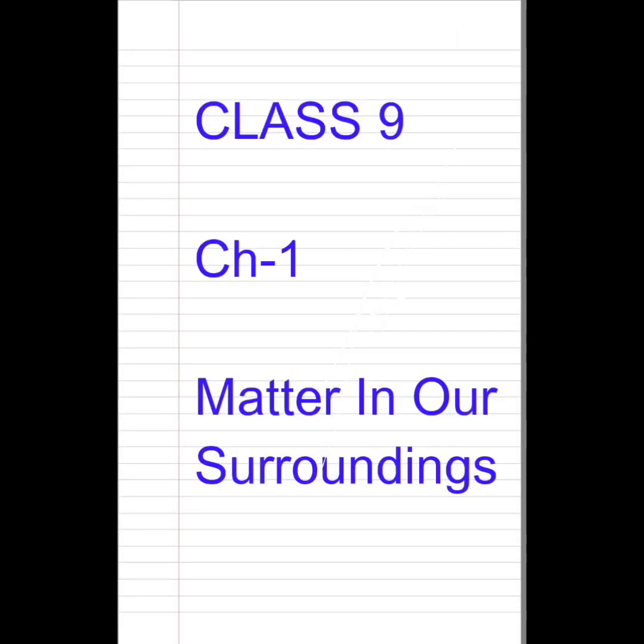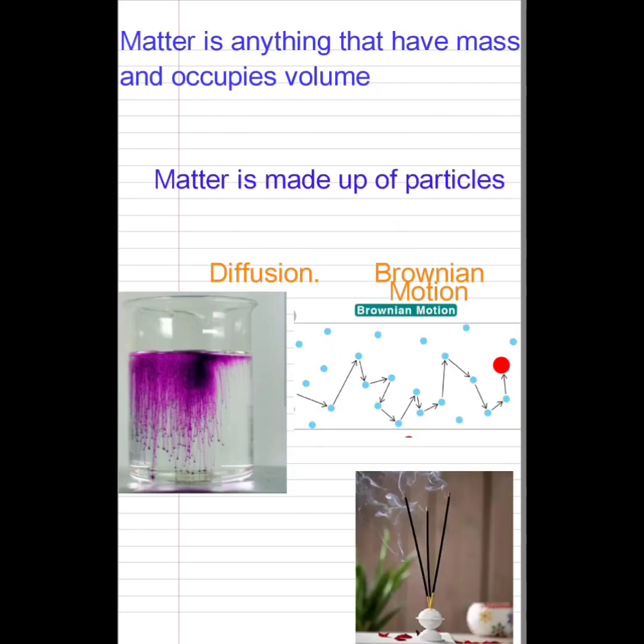So today we shall discuss the chapter Matter in Our Surroundings, that is in your class 9 chapter 1. At first, let's learn what is matter. Matter is anything that has mass and occupies volume. For example, whatever we can see around us, like the table, chair, pen, book, anything that has mass and occupies volume is called matter. Now this matter is made up of particles.